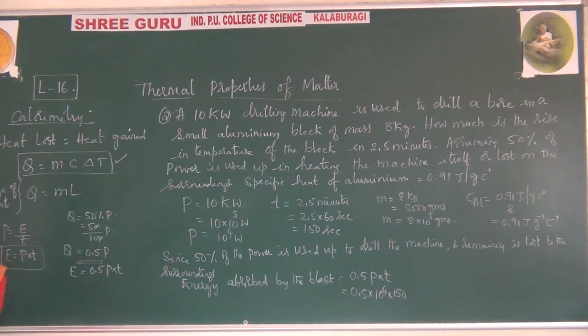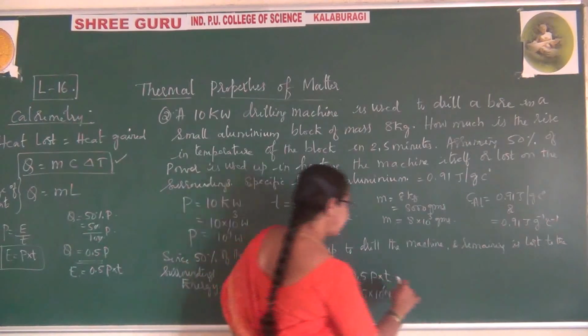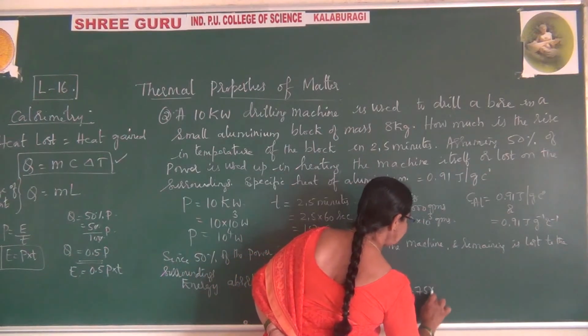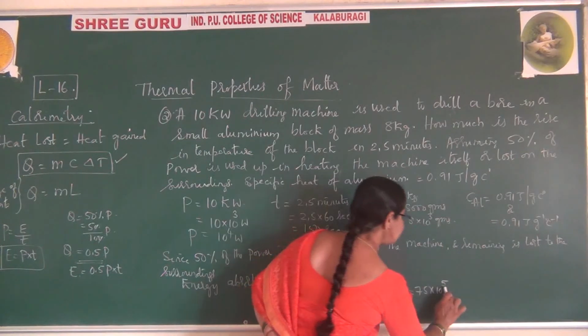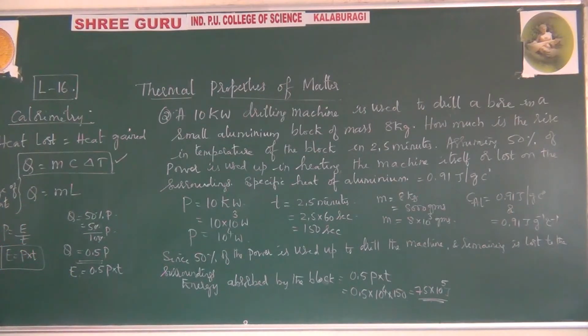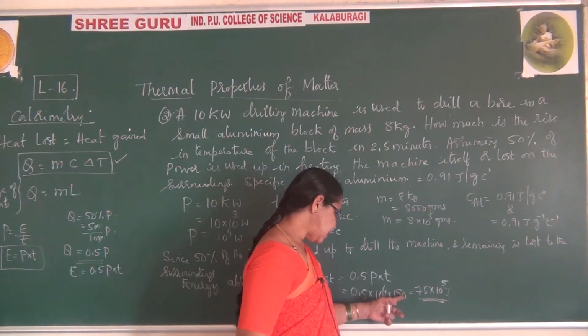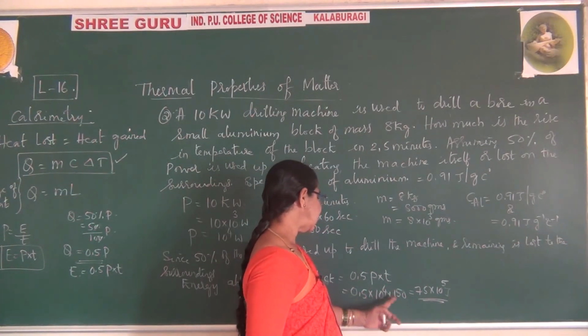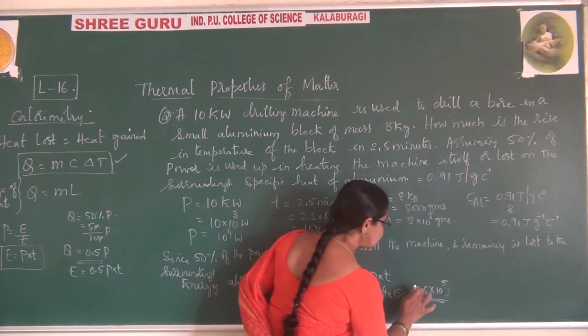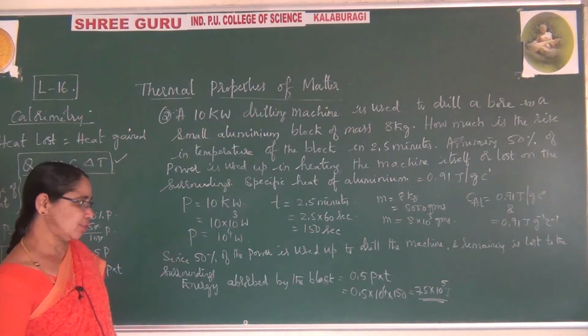So the first step is calculating the energy absorbed by the block. You will get the answer: 15 fives are 75, into 10 raised to 5. Energy is expressed in joules. So it is 7.5 into, you already have one decimal here, 10 raised to 4 plus 1, 10 raised to 5, and 15 into 0.5 is 7.5. Hope you understand this value. It is 7.5 into 10 raised to 5 joules.